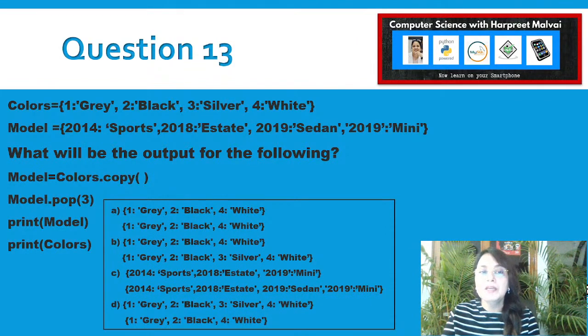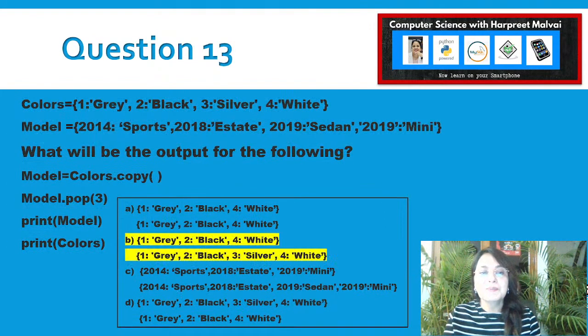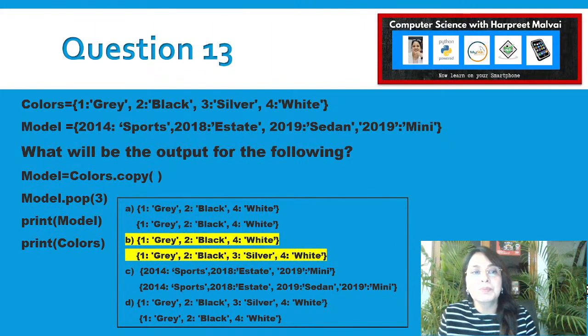Spandan, you also got B. So, yes, B is the correct answer, and that's because, Hermeek, you said C, why? B is the correct answer because we are copying colors into model. With this copy function, it's going to change model into a version of copy only. So if I change something in model, it doesn't have to change in colors.